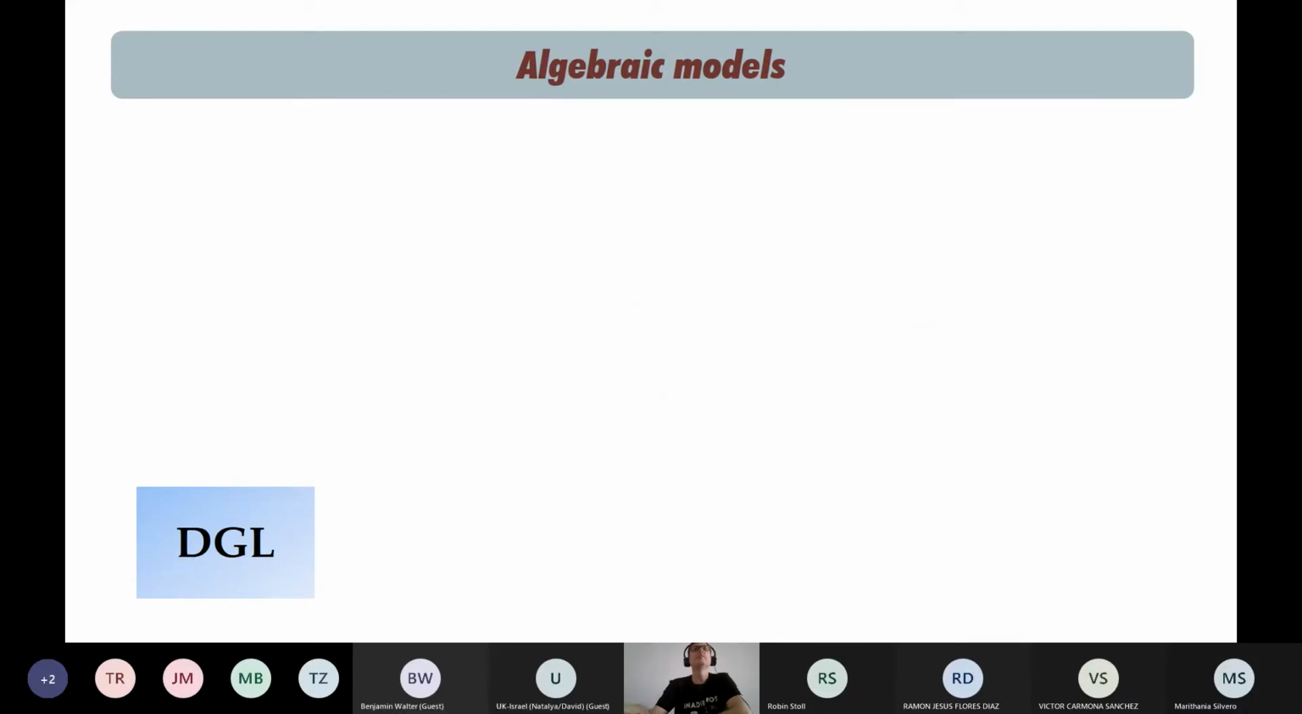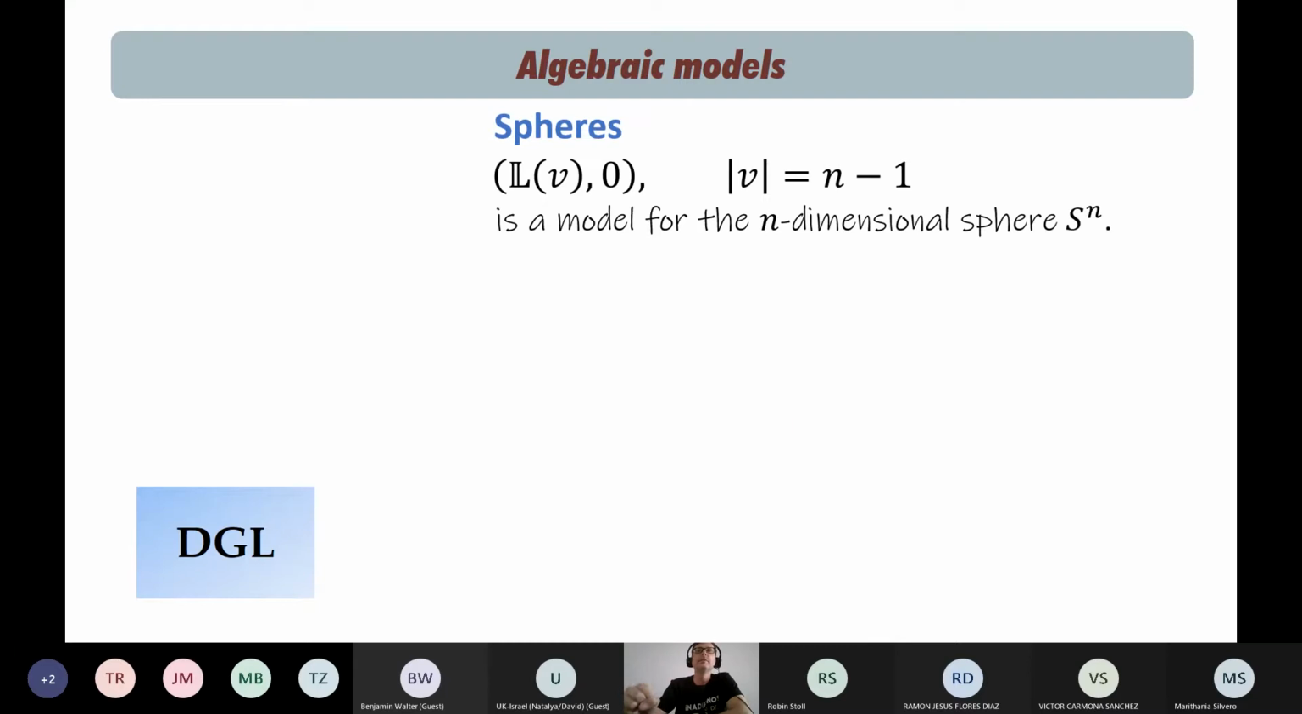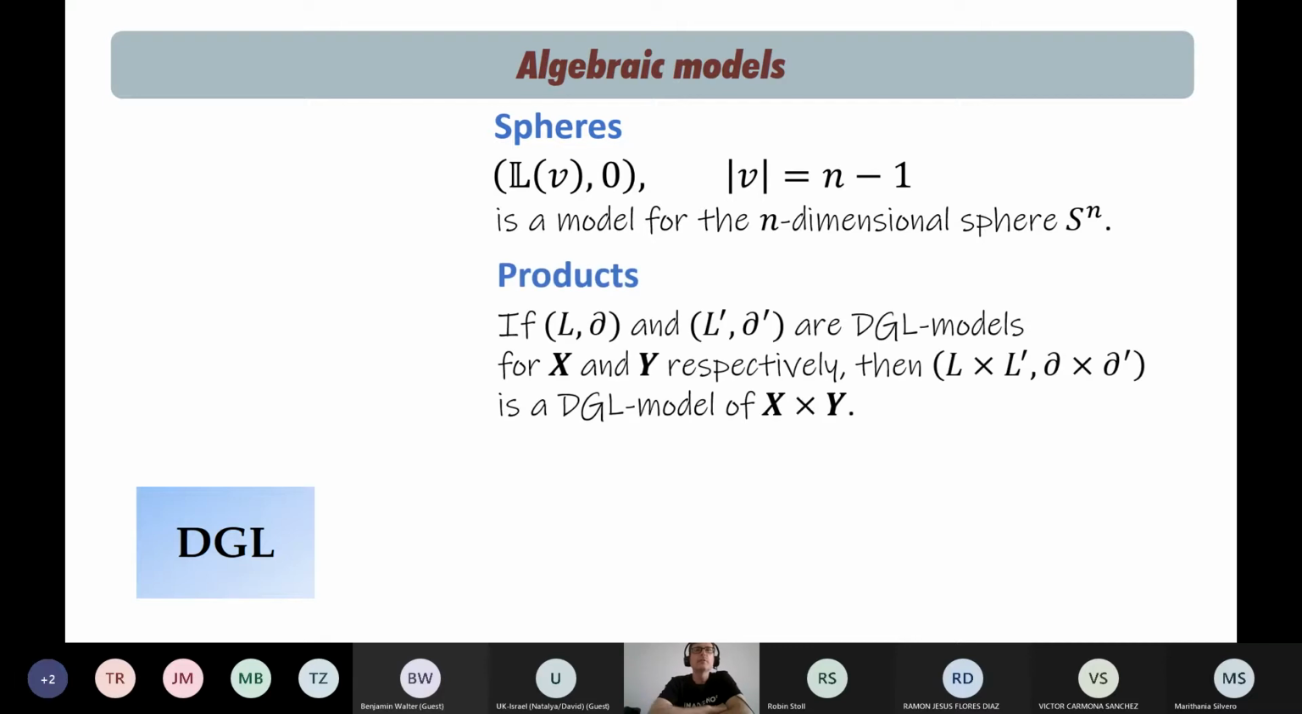For example, spheres are particularly simply described in terms of Lie algebras because the model of the sphere is a free Lie algebra with a single generator in degree n-1 and with zero differential. For example, products of spaces, Cartesian products, are described by products of DGLs. But here we have a drawback because this model is not a minimal Quillen model.